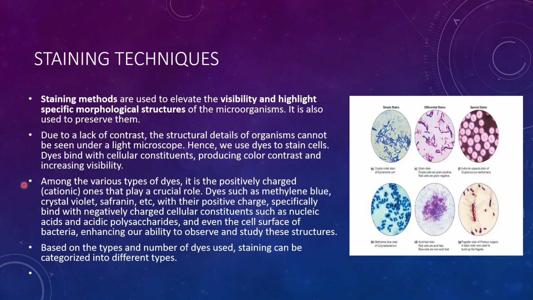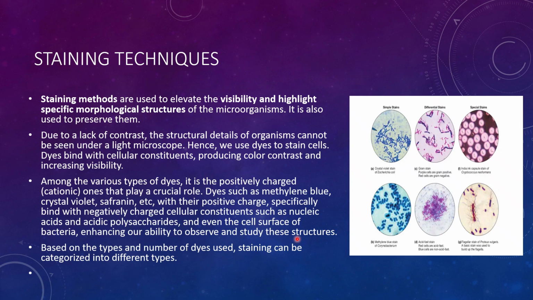Among the various types of dyes, it is the positively charged cationic ones that play a crucial role. Dyes such as methylene blue, crystal violet, safranin, etc., with their positive charge, specifically bind with negatively charged cellular constituents such as nucleic acids and acid polysaccharides, and even the cell surface of bacteria, enhancing our ability to observe and study these structures.